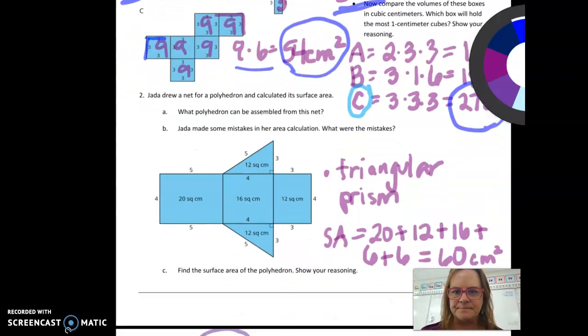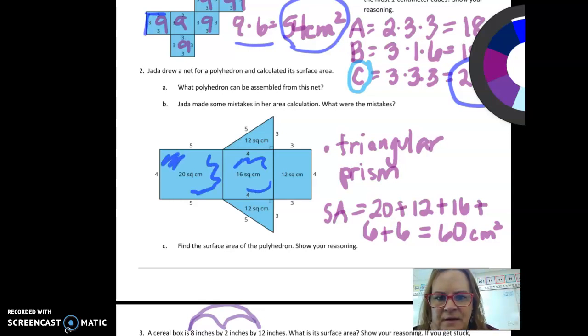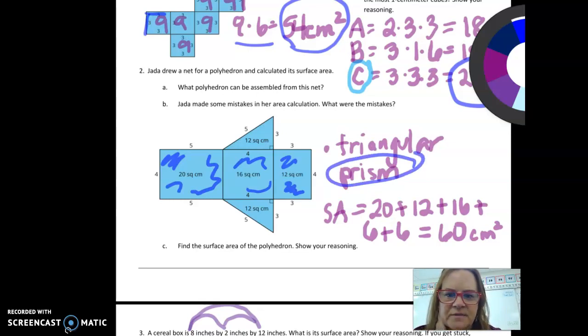That's what that means. All right, number 2, we're looking at this lovely flat net, and the first thing we're asked is what polyhedron can be assembled from this net. Right off the bat, I notice that I have these rectangular faces, so I know it's a prism. And since the base shapes are triangles, then I know it's a triangular prism.